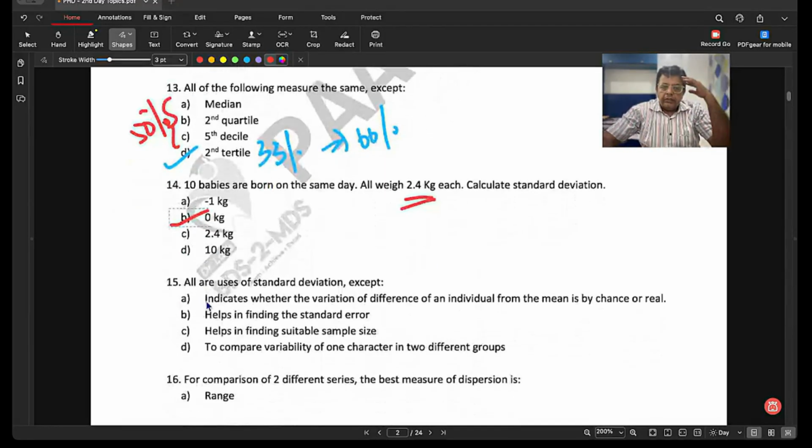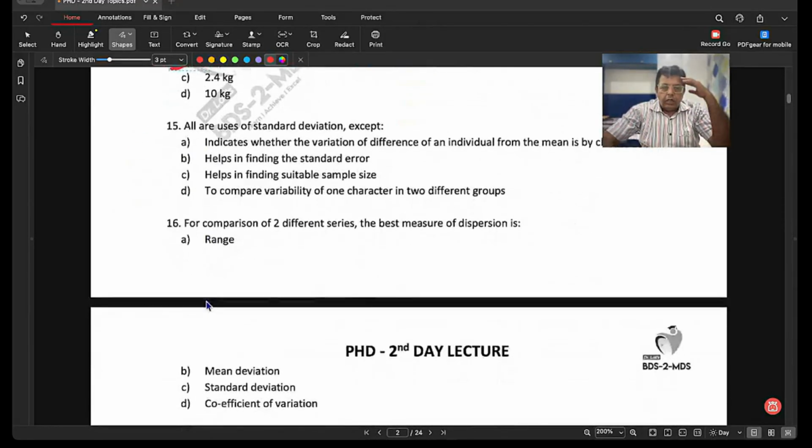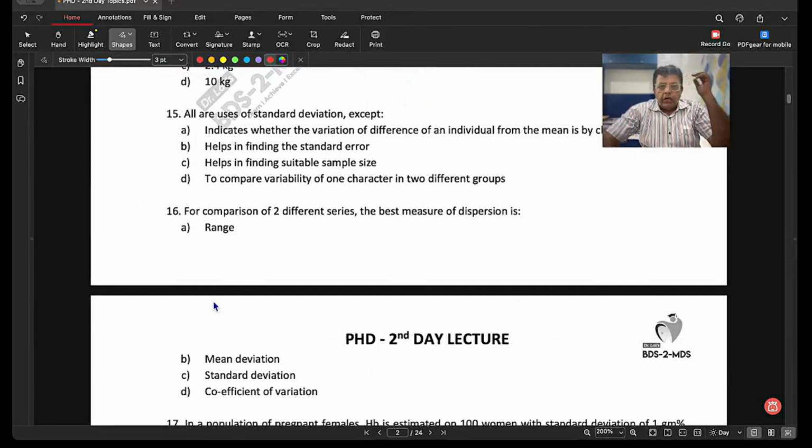Okay. We're very happy that you all are answering so confidently. Question number 15. All are uses of SD except indicates that the variation of difference is between from a chance or real, helps in identifying standard error, helps in finding suitable sample size to compare variability of one character with other character.